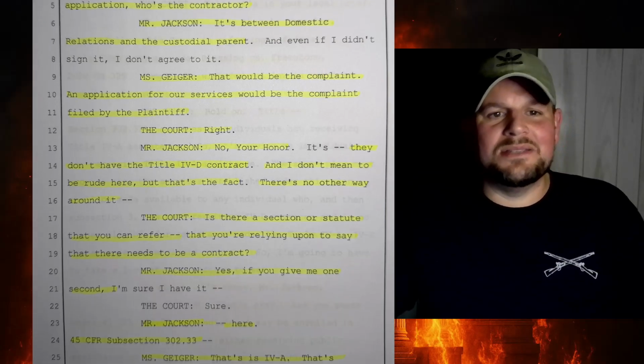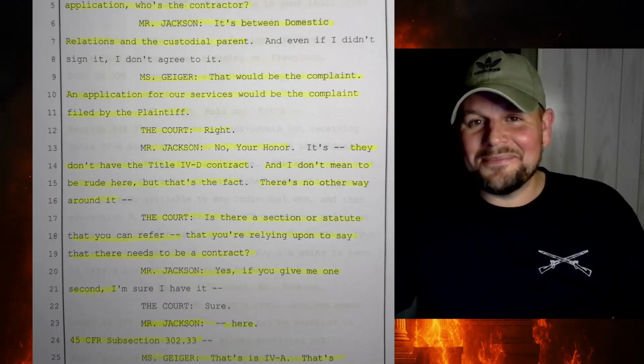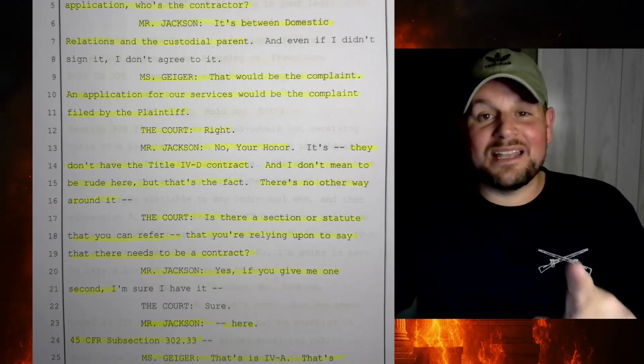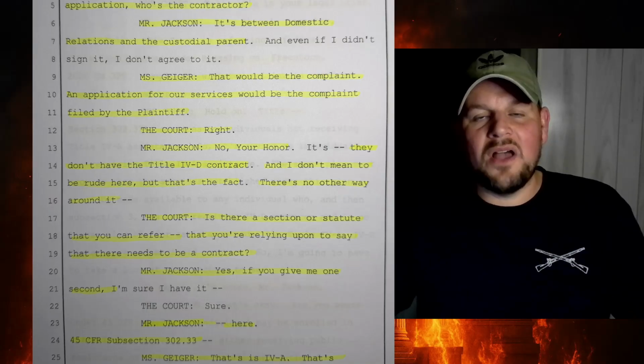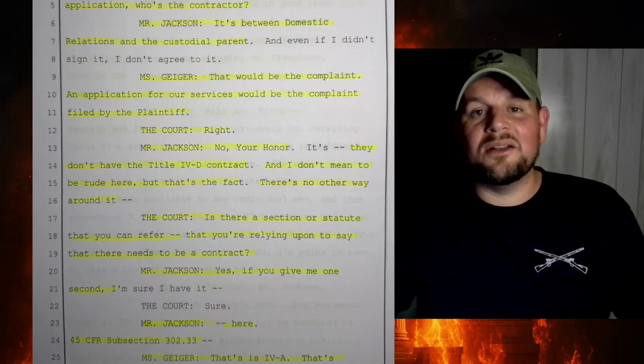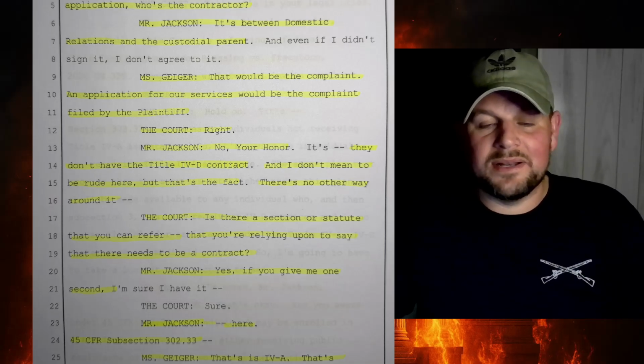And then the attorney jumps in saying that would be the complaint. So right there, she called it a complaint because that's what it is. It is a child support complaint. It is a generic complaint. It is not a Title 4D application. It does not have all the necessary information that a Title 4D application is supposed to have on it.